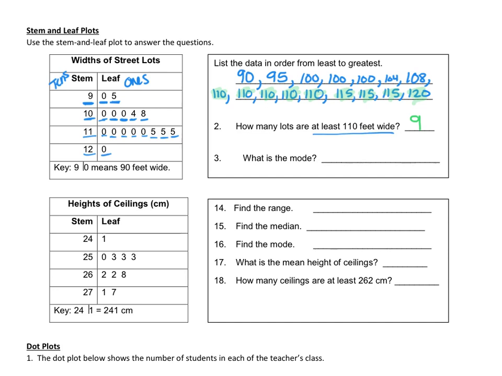What is the mode? Well, the mode is 110. I can see that's the mode. Remember, that means the number that shows up the most often. That's what mode means. So most often is 110.